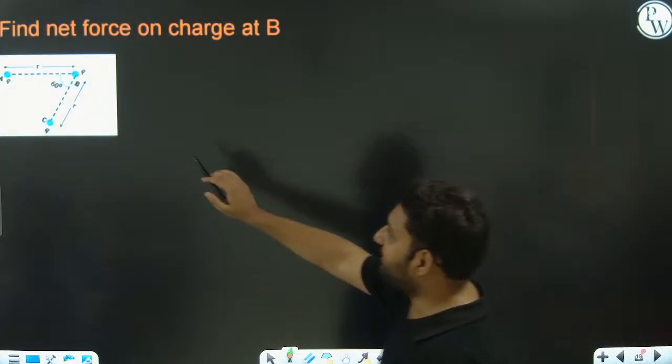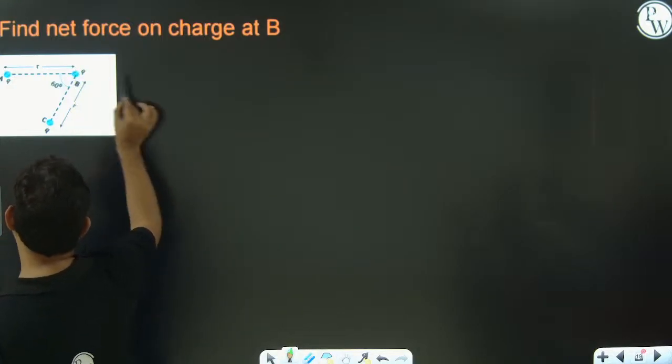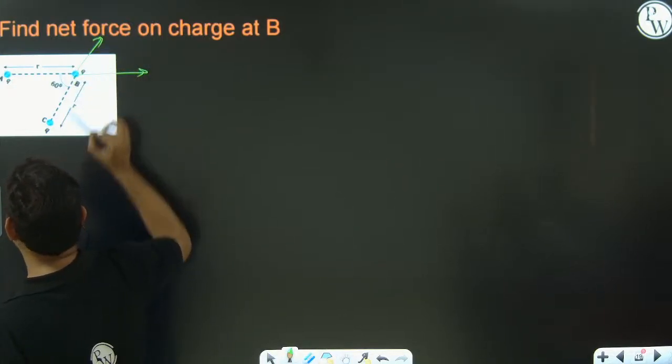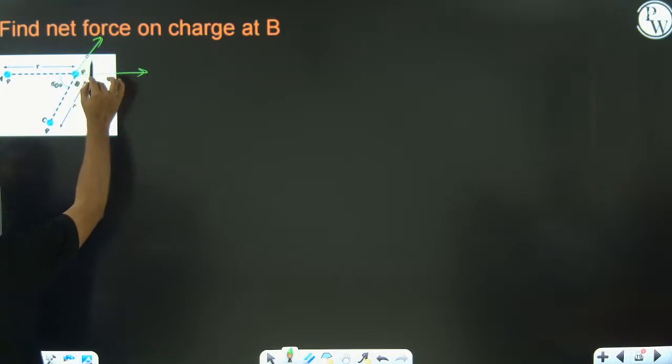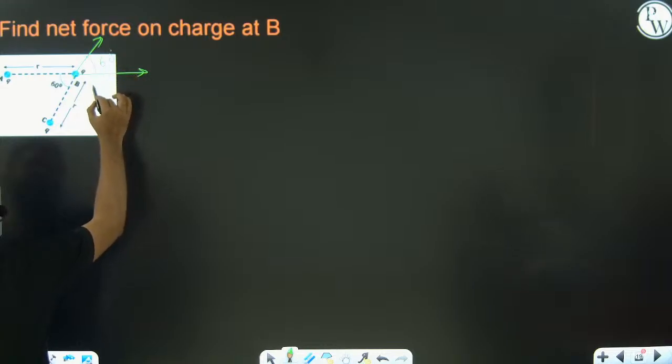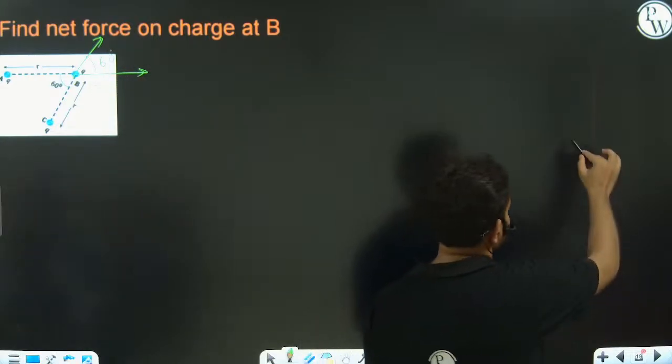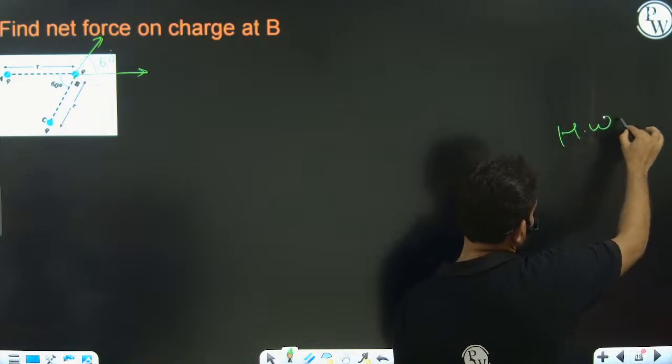Next question, beta, same type of question, only angle is changed. This force, correct? The angle between two forces is 60 degree only. Find out. Note it down. This is also homework.